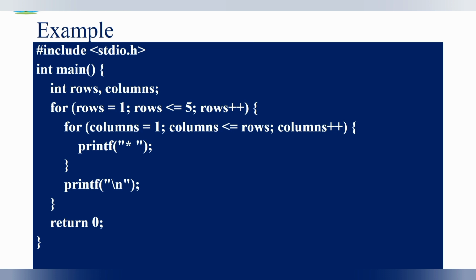The return 0 statement signifies the end of the main function. In this code, the nested loops are used to print a pattern of rows and columns filled with star symbols. The outer loop controls the number of rows while the inner loop controls the number of columns.